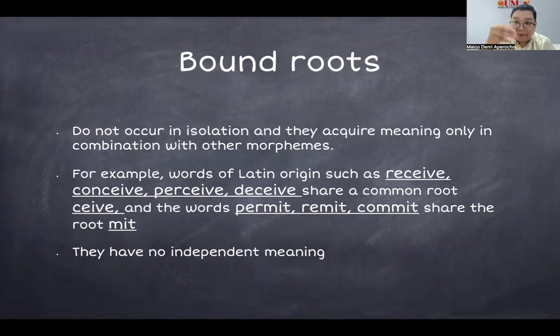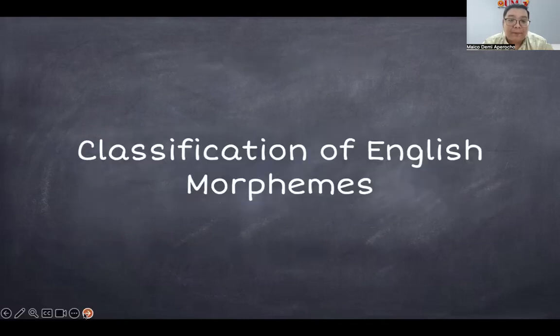However, the moment that you affix them with something to come up with a new word, for example, receive and conceive, that's the time that we can consider them as words already. So in that case, the words sieve and mit are only bound roots. They have no independent meaning, in short.